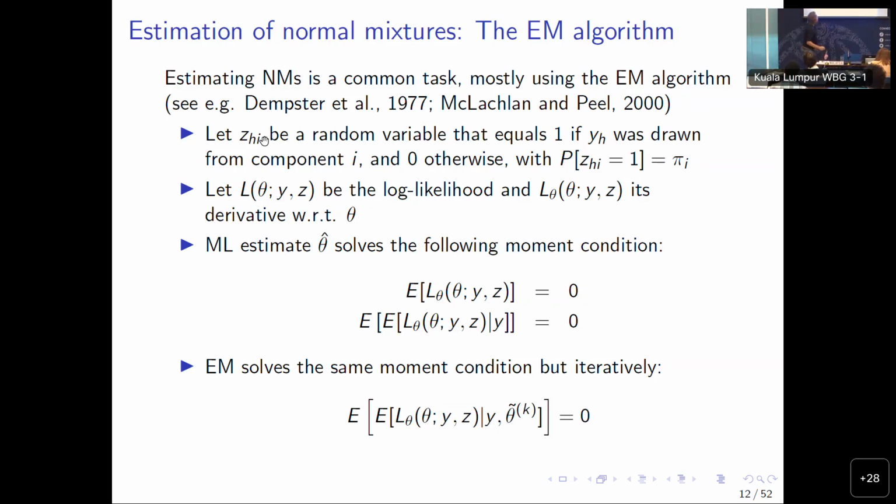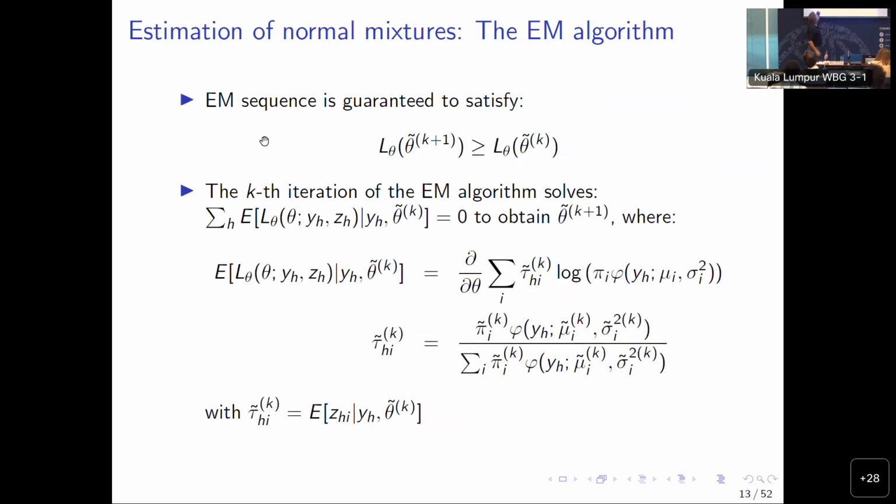And then you condition on, say, theta at iteration k. We solve it, and that will give us theta k plus 1. Now we're going to condition on theta k plus 1 and solve it again. That will give us theta k plus 2. We're going to keep repeating this exercise until theta k and theta k plus 1 are the same, in which case we've arrived at the maximum likelihood solution. And the feature of this approach is that the log likelihood value increases with every iteration.